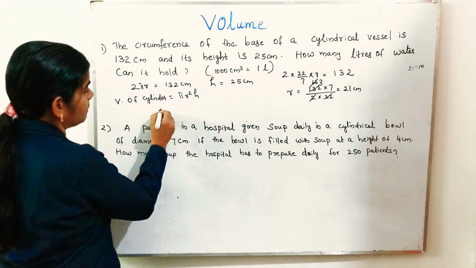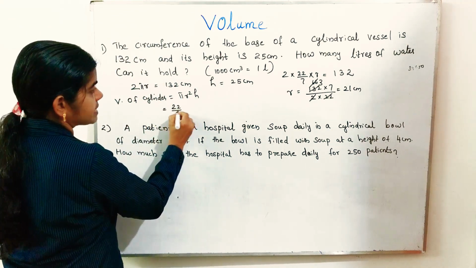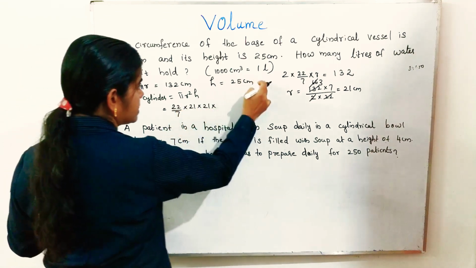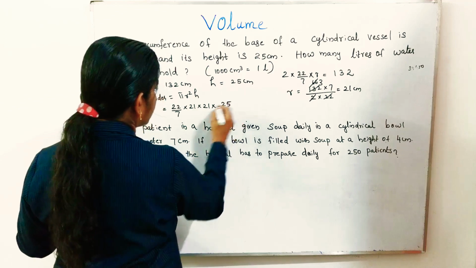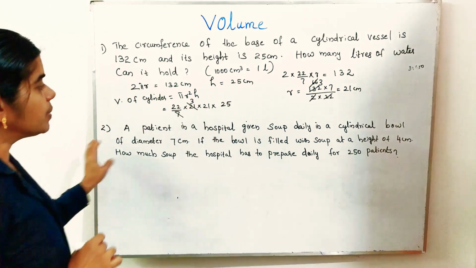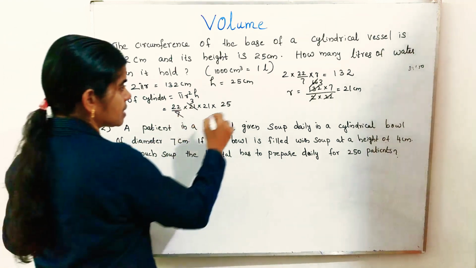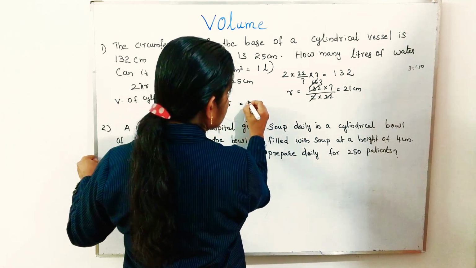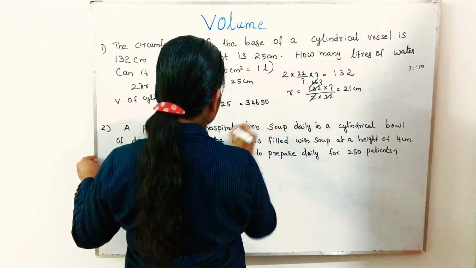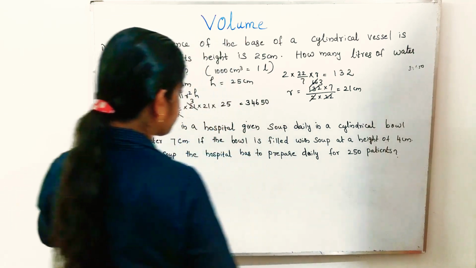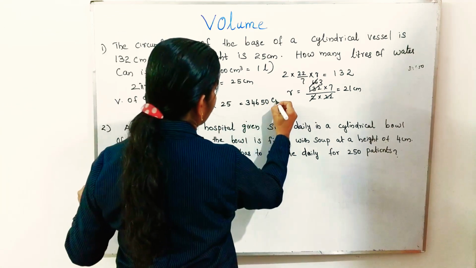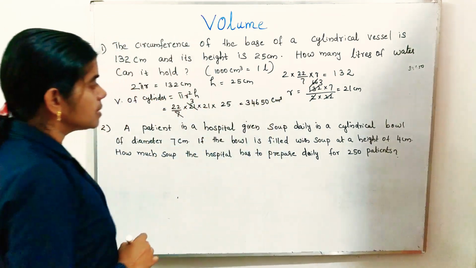Then substitute here. Volume is 22 by 7 into 21 into 21 into h, which is 25. We can cut the 7 three times. Then you can multiply all those numbers. You will get this much centimeter cube as the volume.